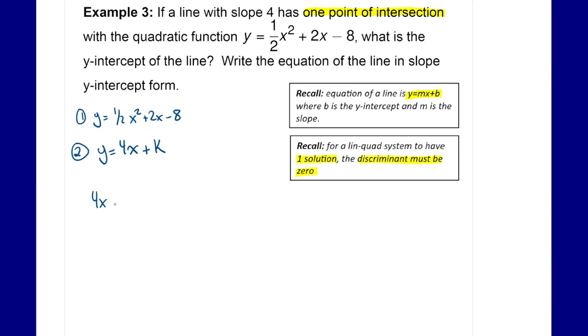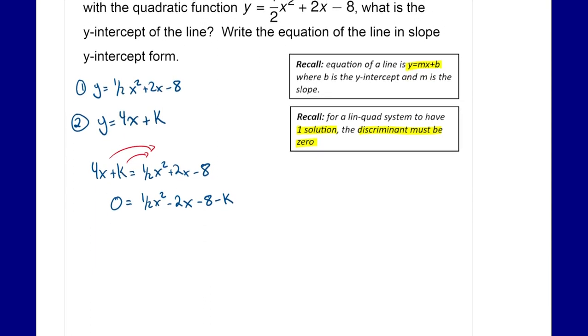The first step when we're solving the system is we set it equal to each other. So 4x plus k is equal to 1/2 x squared plus 2x minus 8. I'm now going to move everything over to one side to set it equal to 0. So I have 1/2 x squared, the 4x comes over and becomes minus 4x, so I'm at minus 2x. And then the k comes over, and it's minus 8 minus k. I'm putting the k at the end because the y-intercept is a constant. It's going to end up being simplified with the minus 8 anyways.